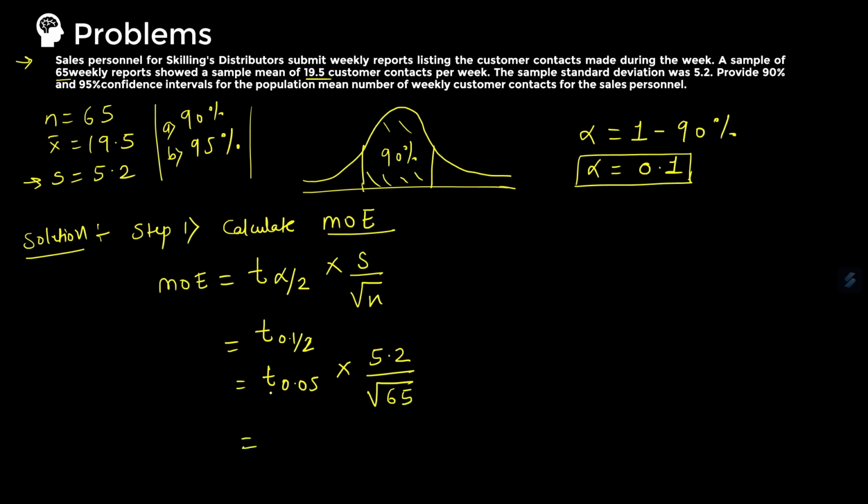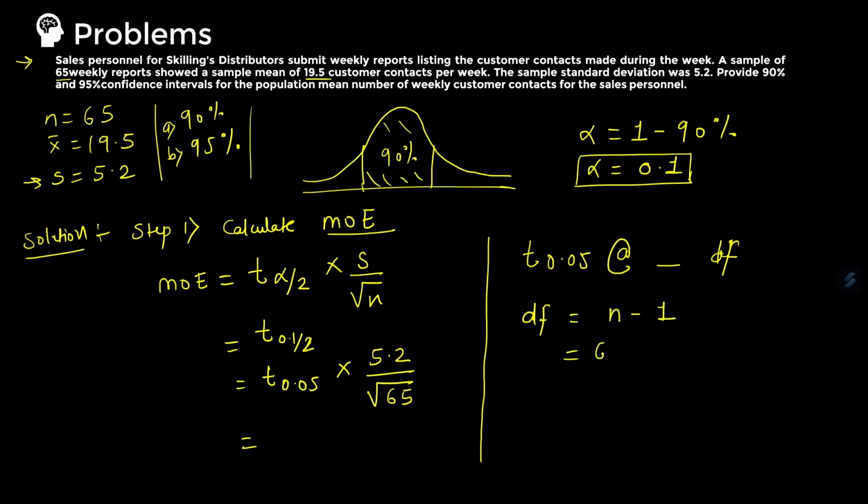So let us check what will be the value of this thing, T 0.05. How are we going to check? T 0.05 at degrees of freedom we need. Okay, so in order to calculate degrees of freedom, what we do is n minus 1. We have sample size as 65. We subtract it by 1, we get 64. So T 0.05 at 64 degrees of freedom we will see in the table.